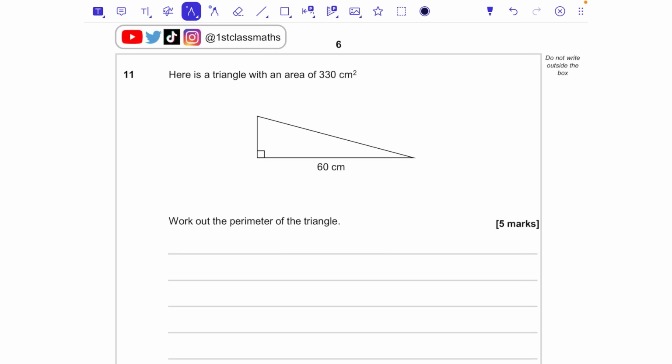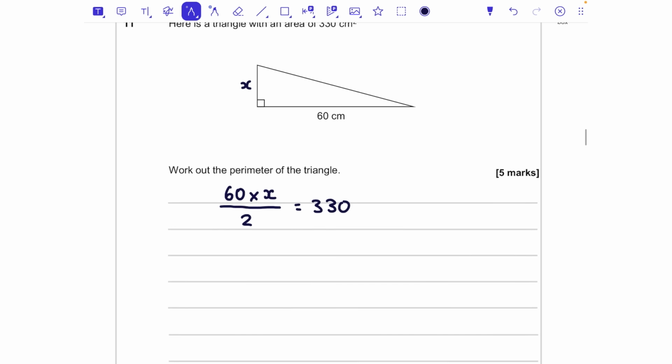Question number 11. Here is a triangle with an area of 330 centimetres squared. Work out the perimeter of the triangle. So we know that the area of a triangle is base times height divided by 2. So 60 multiplied by x, because we don't know the height at this moment in time, divided by 2 equals 330. Let's solve this equation then.